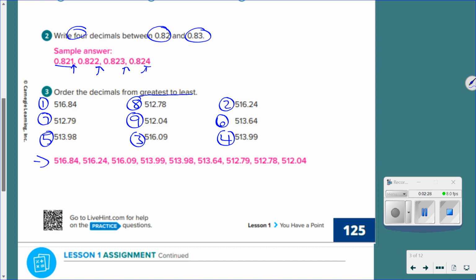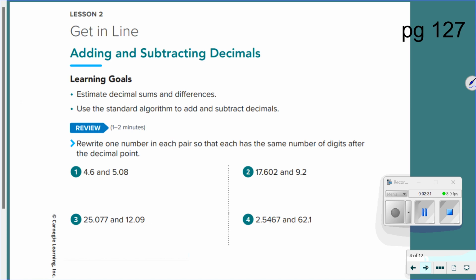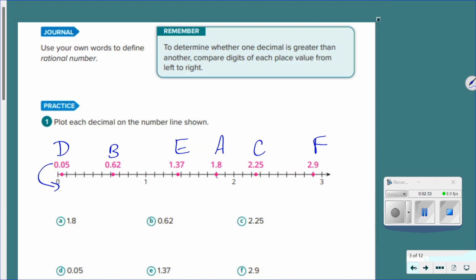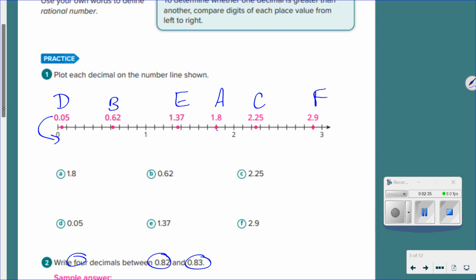Okay, let's turn the page over. Just one, not two. There we go. What? Oh, she did it all in one.